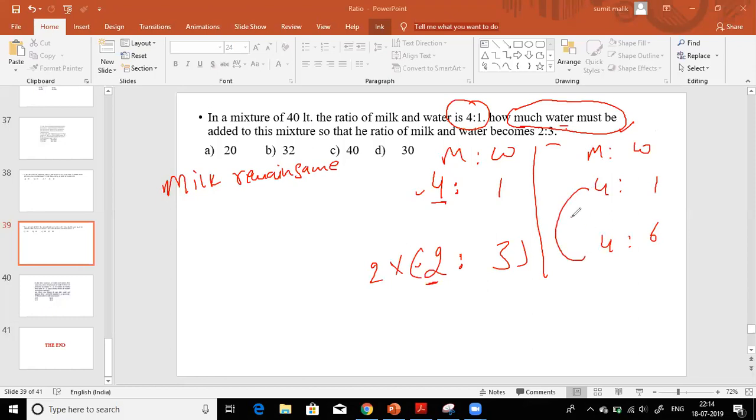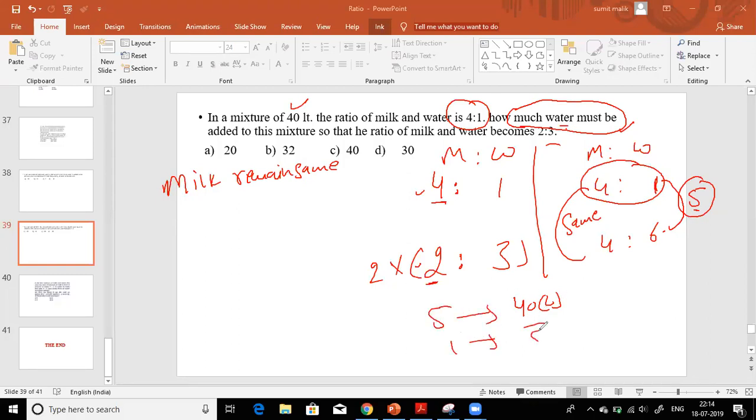So now milk is same. Earlier water was 1 part and now it became 6 part. So how much part am I adding? 5 part. Okay. Now I have to find out the value of 5 part. You know very well, what is the mixture? 40 liter. And total how many part of our mixture? 5 part. So the 5 part will represent 40. 1 part will be equal to 40 divided by 5, that is equal to 8 liter.